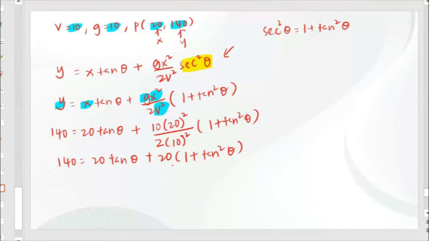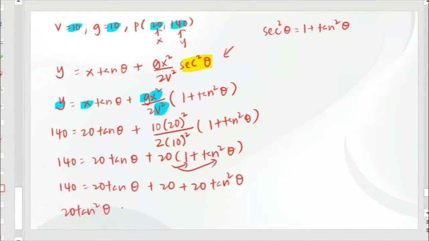Then multiplying, you get 140 equal to 20 tangent theta plus 20 tangent squared theta. So, correct or not? Then you get 20 tangent squared theta plus 20 tangent theta. Then this one moves over and becomes minus: 20 minus 140 is minus 120 equal to 0.